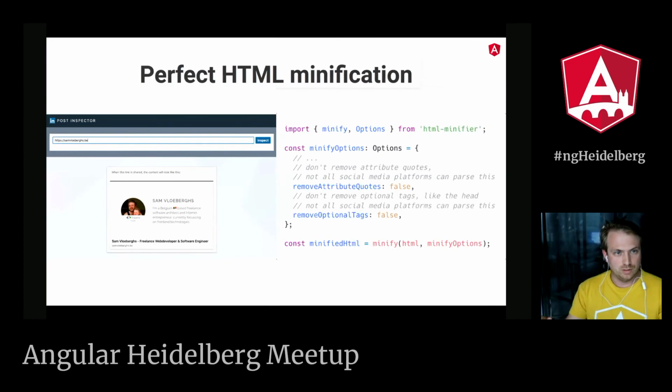So very simple. I had to do a lot of trial and error on this to get it right. But if we just disable the removal of the attribute quotes and optional tags by the HTML minifier, everything works as expected. And LinkedIn is able to properly render a preview of the URL that you are sharing.